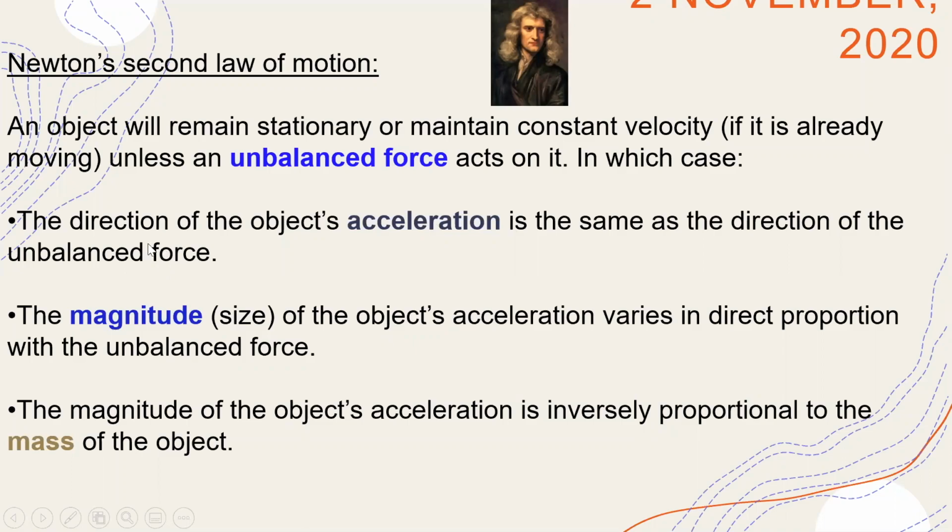The magnitude or size of the object's acceleration varies in direct proportion to the unbalanced force. So the more you push with the bigger force, the acceleration increases. And the magnitude of the object's acceleration is inversely proportional to the mass of the object. All that means is that if the object gets heavier, the acceleration gets less if the same force was applied. But you can kind of figure out, we've got common sense and we've got real life examples.